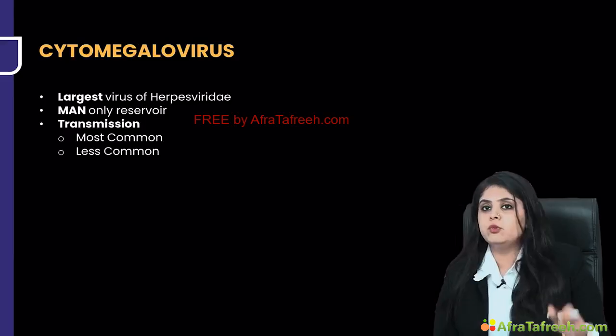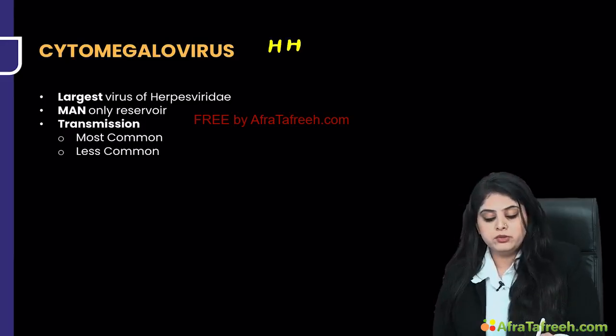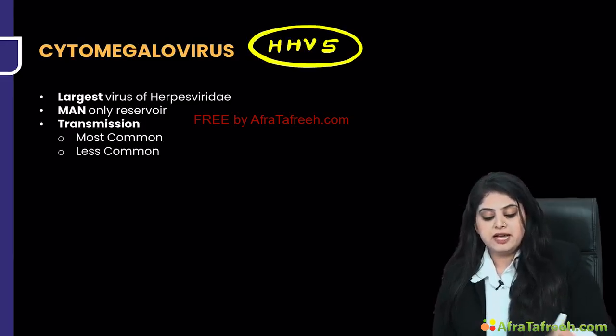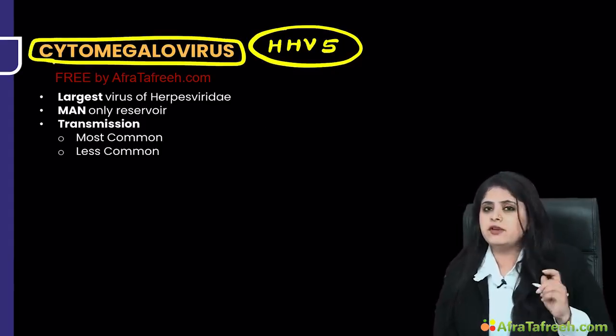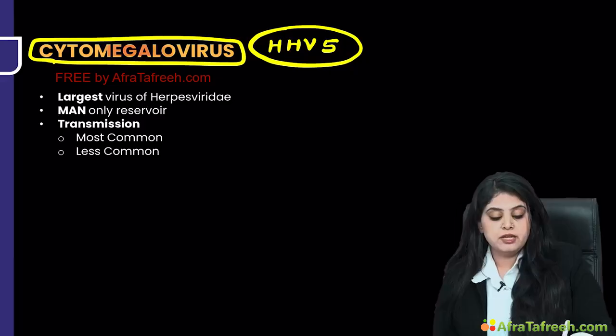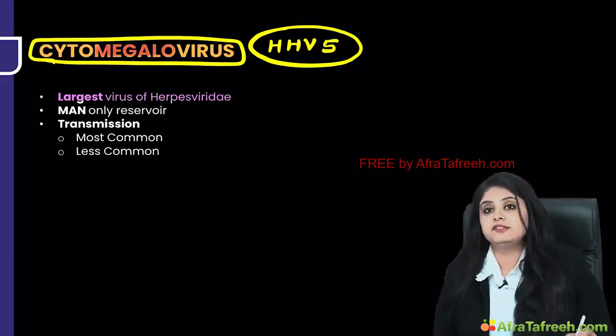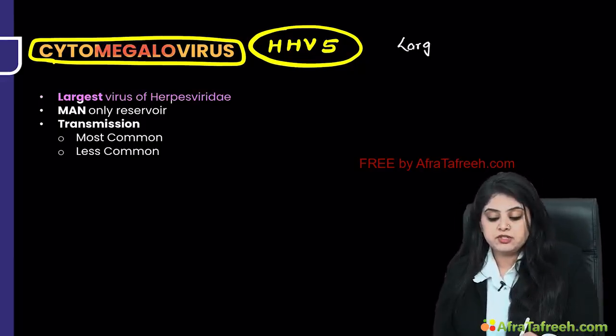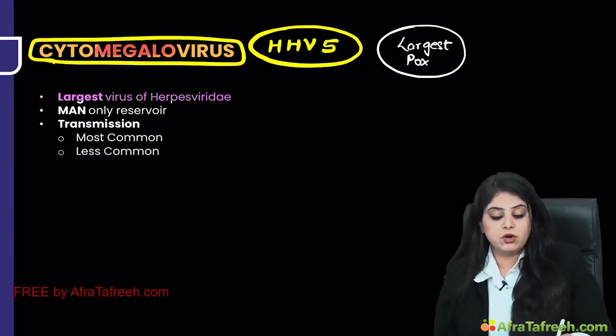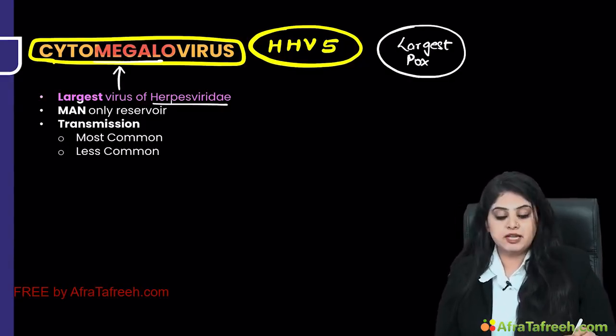Now we are going to go on to human herpes virus 5, and that is cytomegalovirus. Did you ever wonder why you call it megalovirus? Because the largest member of this family is cytomegalovirus. It's not the largest virus overall. I hope you remember the largest virus overall was the pox virus, right? That is different. I'm saying of this family, the largest virus, the megavirus, is cytomegalovirus.